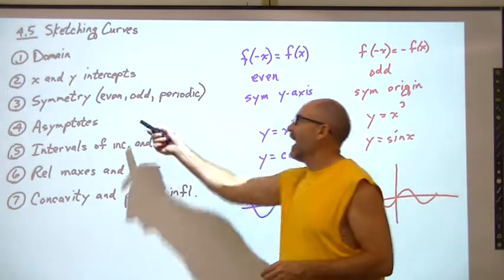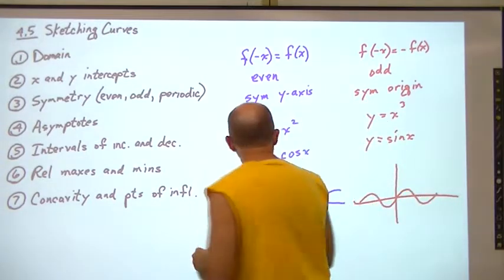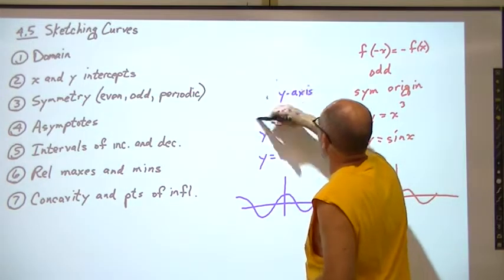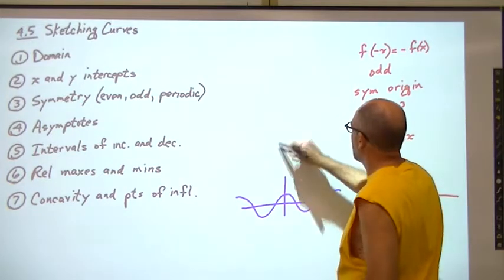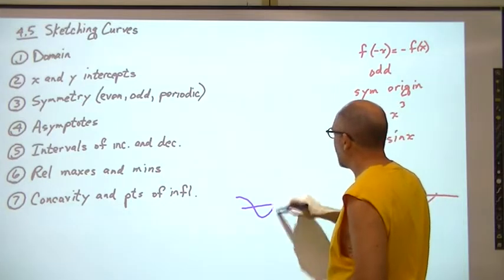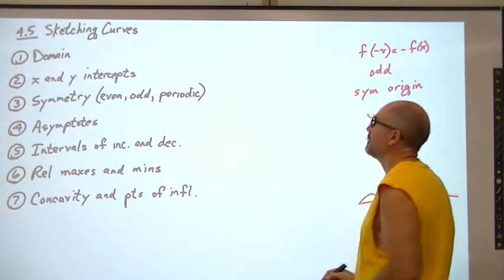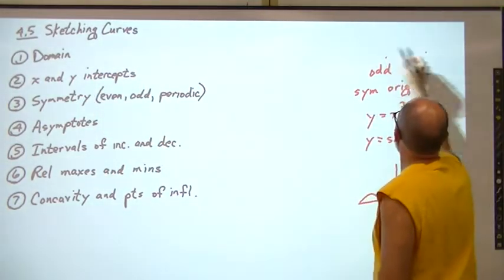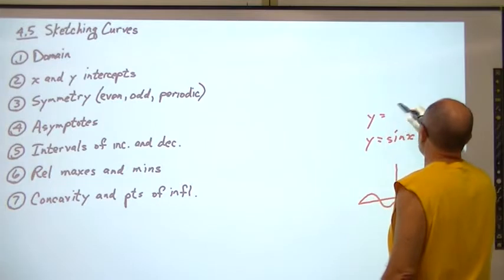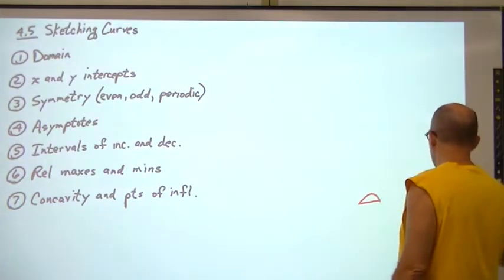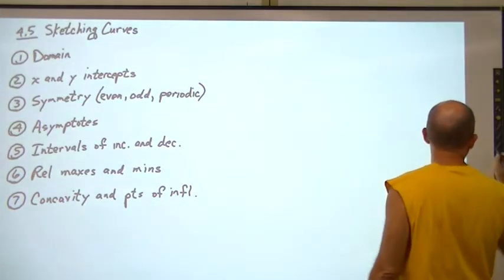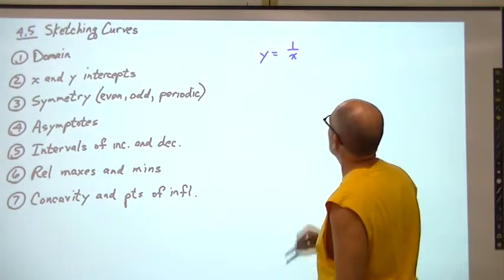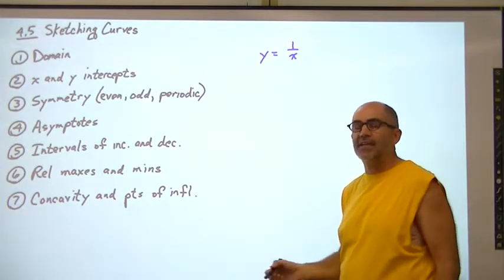Okay, next, asymptotes. Now asymptotes are vertical or horizontal. Now when we're talking vertical asymptotes, that's basically x values that the function is undefined. Well, we flushed those out when we did the domain. When we found out what was undefined, then we found out the vertical asymptotes. For example, if I have y equals 1 over x, I know my vertical asymptotes are going to be x equals 0.